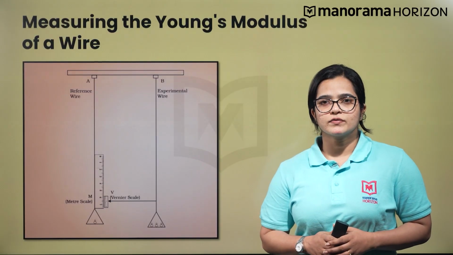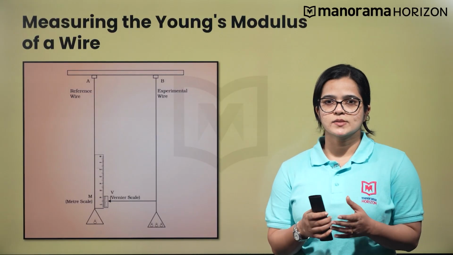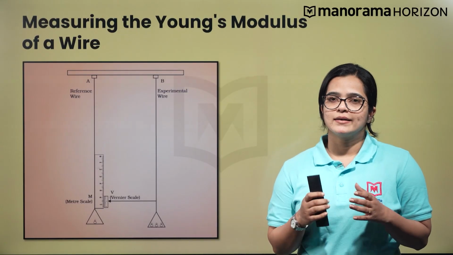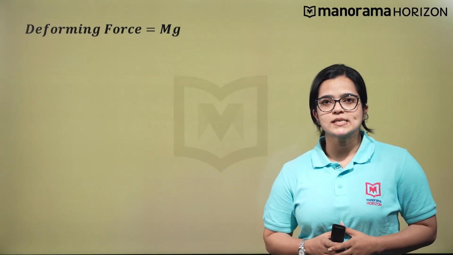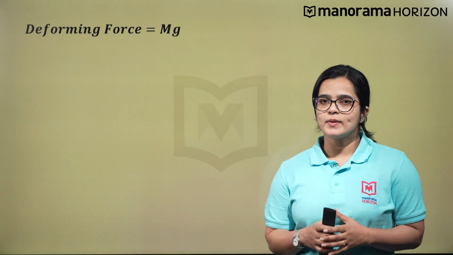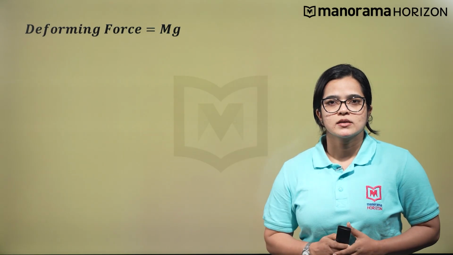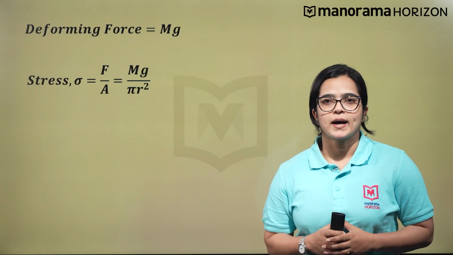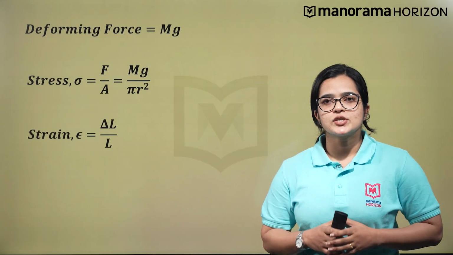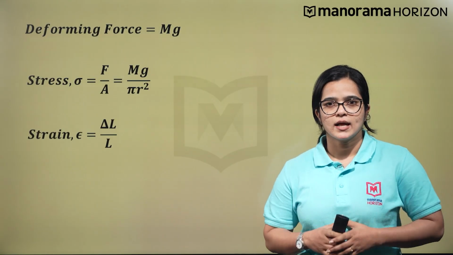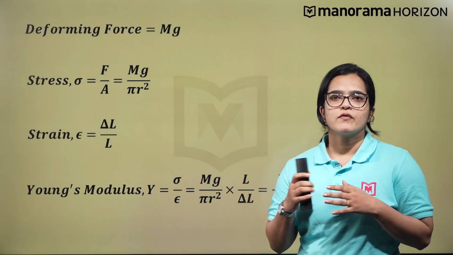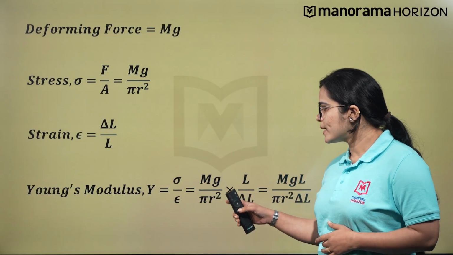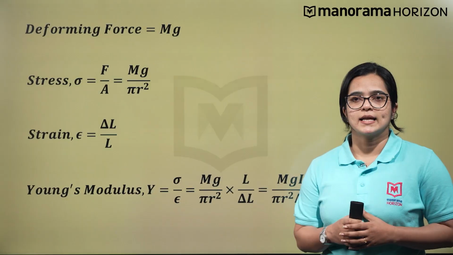Let the initial length of the wire be L and the radius be small r. Then the mass capital M causes it to stretch by an amount delta L. Here the deforming force is the weight of the mass added, which is equal to M into G. So the stress is force per area, given by mg by pi r square. Strain is the change in length divided by the original length. Therefore, substituting the values for stress and strain, we get the value of Young's modulus as mg by pi r square into L by delta L.